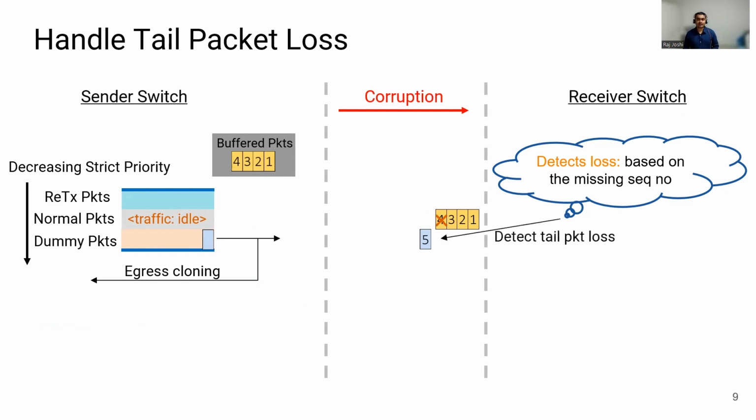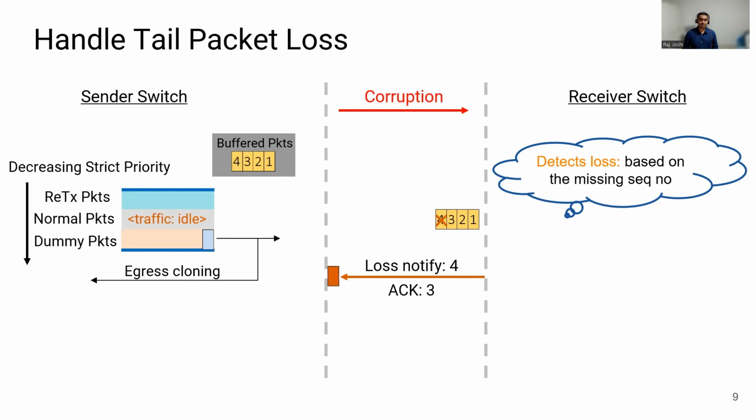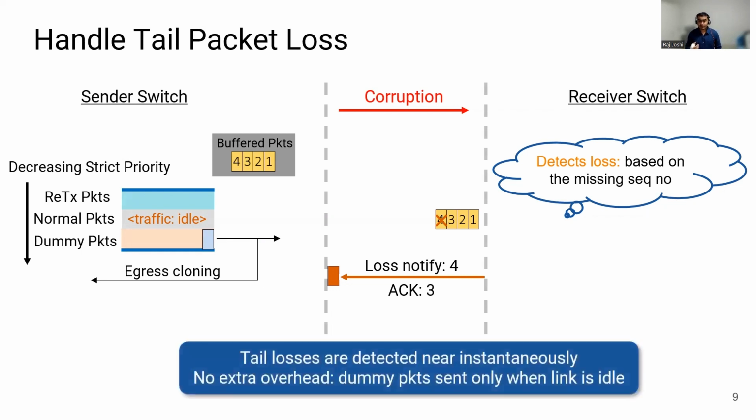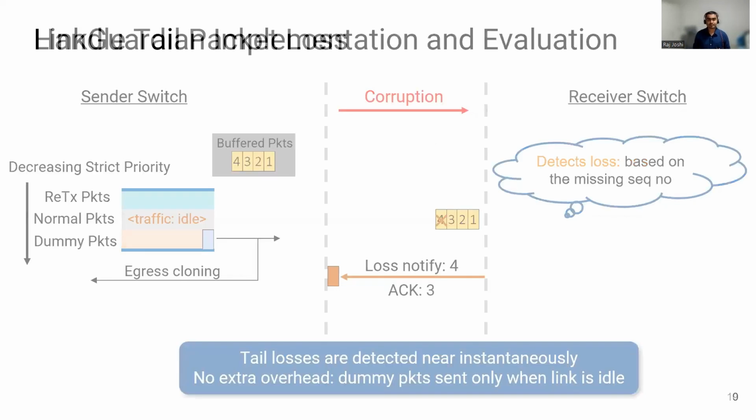Now this dummy packet allows the receiver switch to detect the tail packet loss and then it can inform the sender switch about the same, while the copy of the dummy packet helps to replenish the queue for future tail loss detection. The beauty of this approach is that tail losses are detected near instantaneously and there is no extra overhead because dummy packets are sent only when the link is idle.